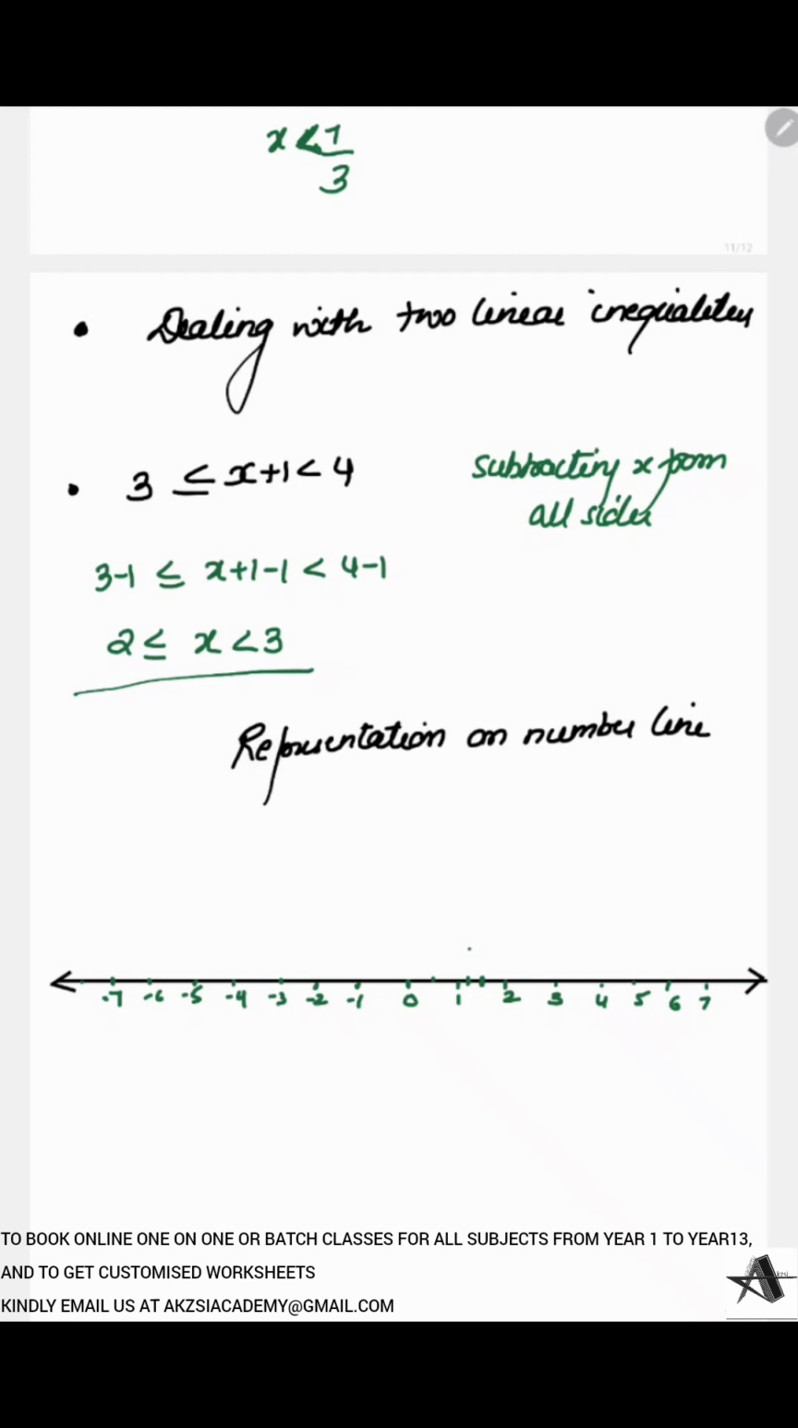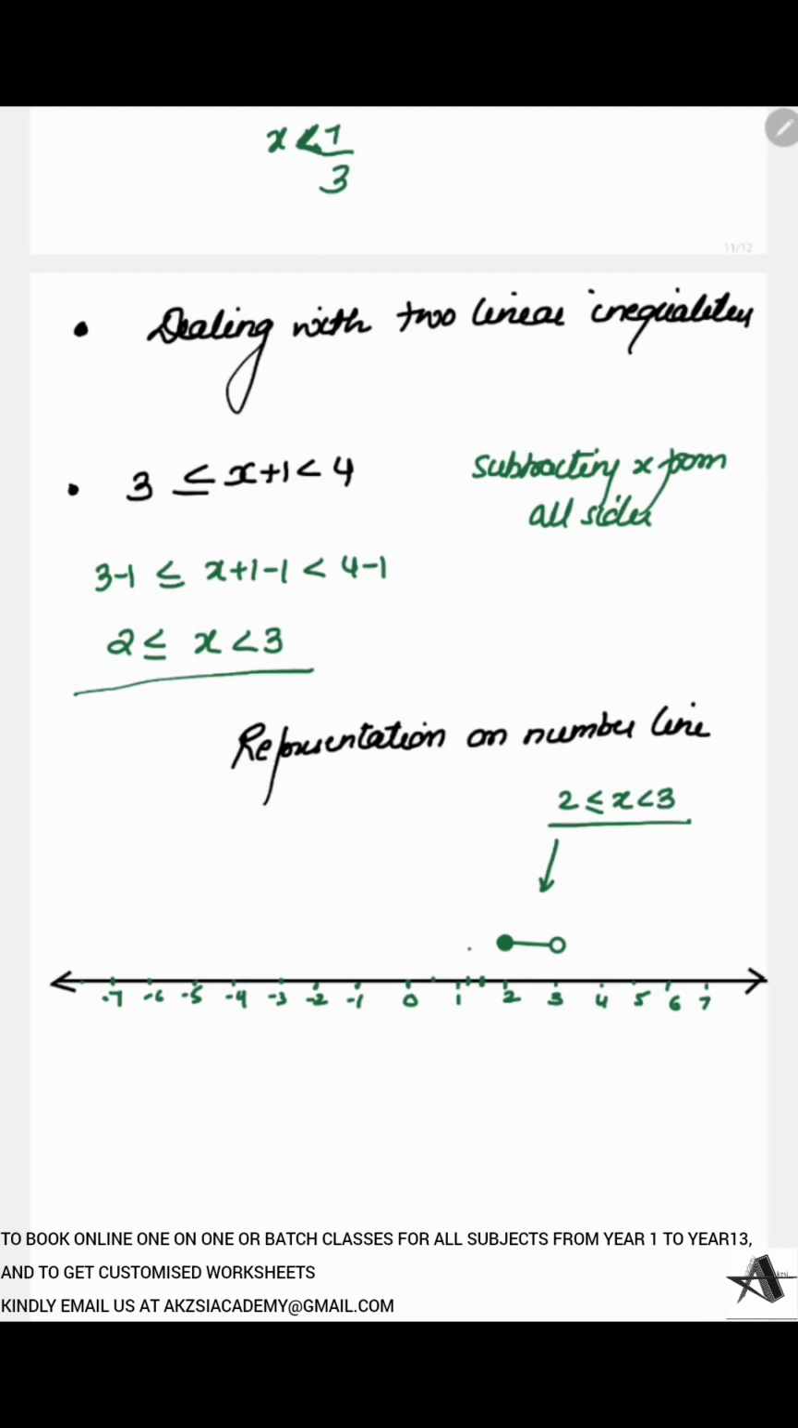That means the range of x is lying between 2 and 3, whereas you are including 2 but not including 3. So it can be represented like this, that 2 here, x is lying between 2 and 3. This is our final inequality. Only difference is we are including 2. So this represents that x is greater than or equal to 2 but less than 3.